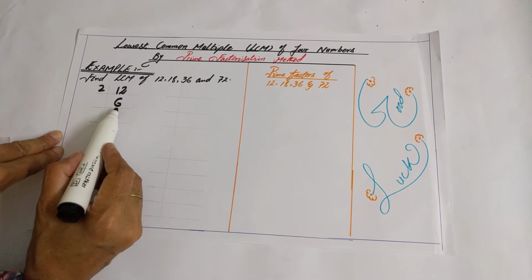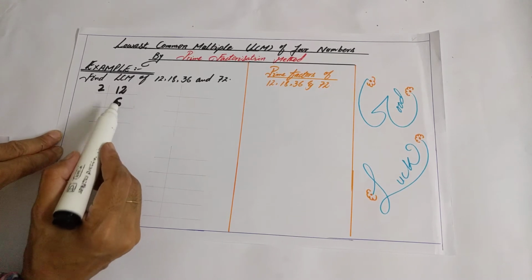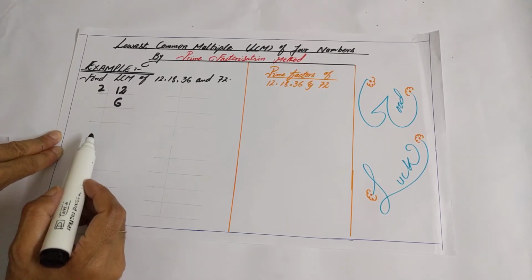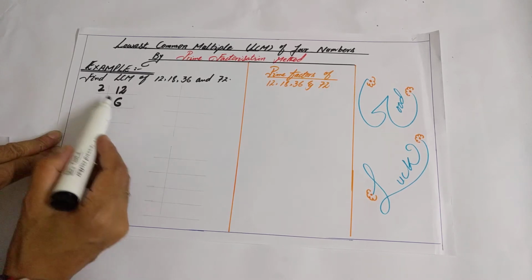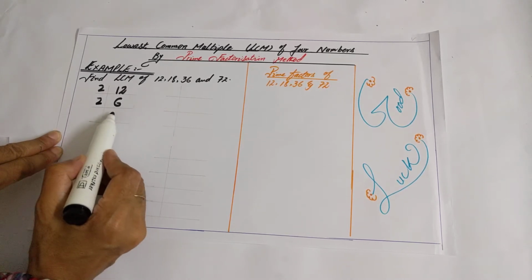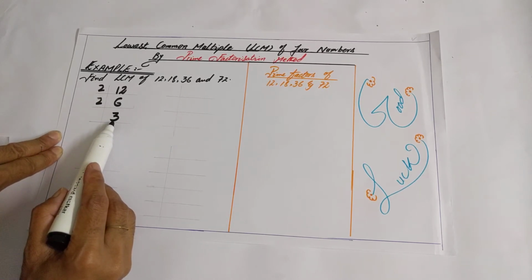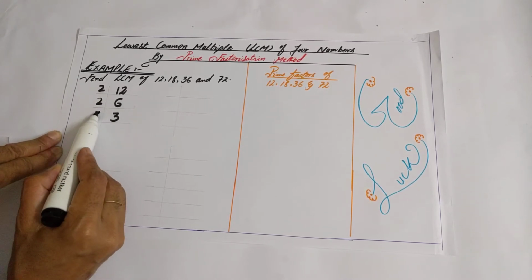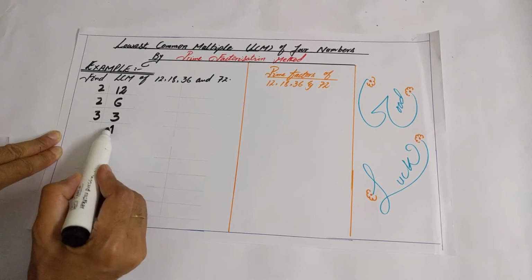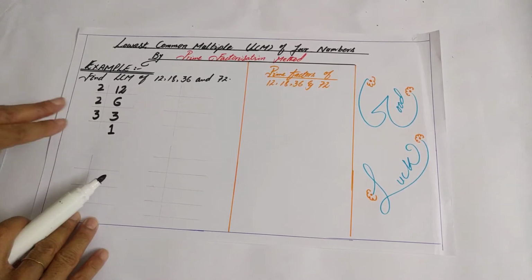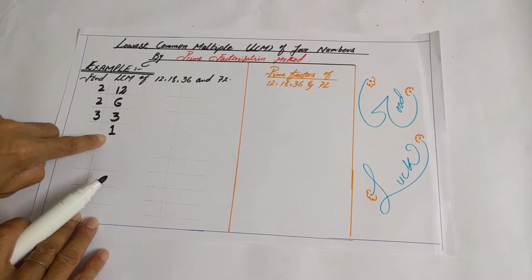Now 6 is our dividend. Again check whether this 6 is divisible by the next smallest prime number 2. Yes, 6 is divisible by 2 again. 2 3s are 6. Now check 3. 3 is not divisible by 2. Yes, 3 is divisible by itself. 3 1s are 3, and we will stop our division when we get 1 at the end.